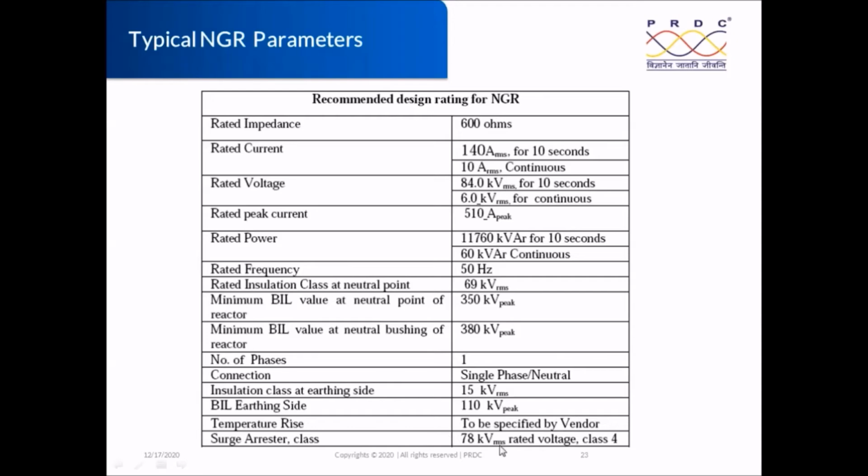Further, a surge arrester can also be suggested based on this 10-second rating. We have to check the surge arrester temporary overvoltage capability for the 10-second rating. In this case, for the 10-second rating we have seen 84 kV. So we have to select a surge arrester such that its 10-second voltage rating is more than 84 kV. Then we can select the corresponding rated value. In this case, the rated value is 78 kV.